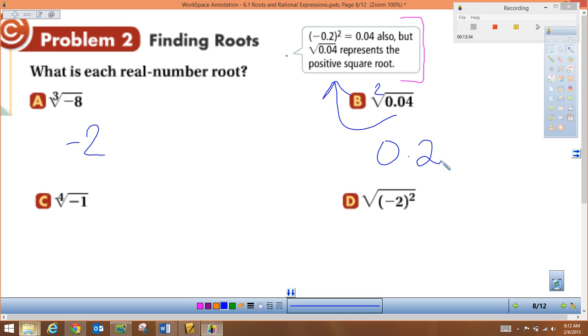Letter C, the fourth root of negative 1. This is a negative number. This is an even number. Can't do it. No solutions.